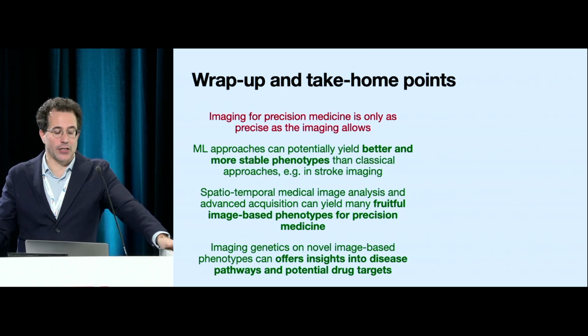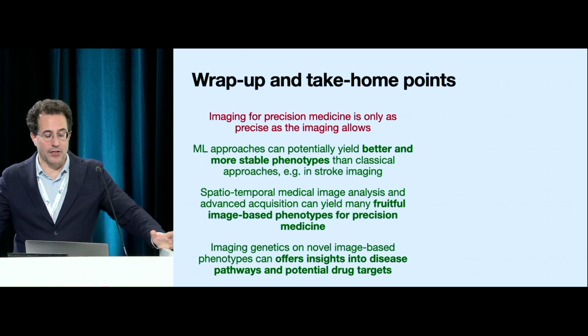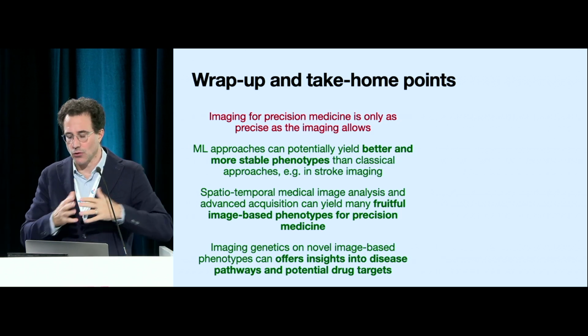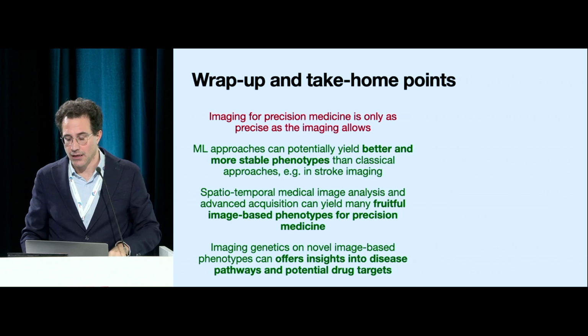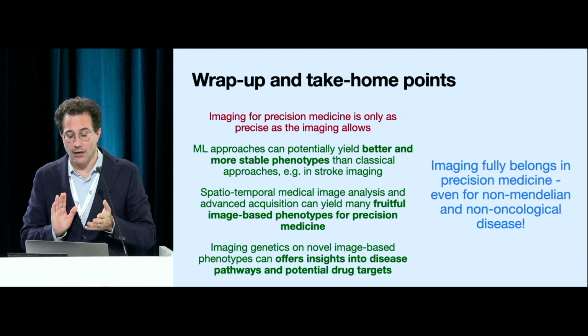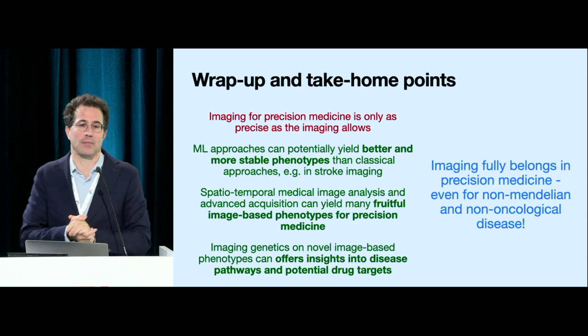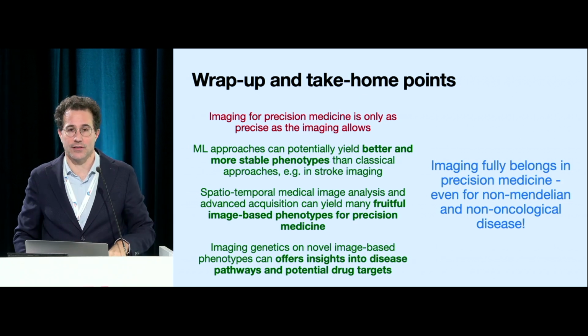And finally, imaging genetics, I think, is a very good way to offer insights into disease and potential drug targets. Of course, we're not there yet, but all the pipelines are there, so now we can really get going on studies. So to conclude, I think that imaging fully belongs to precision medicine, even for non-Mendelian and non-oncological disease.